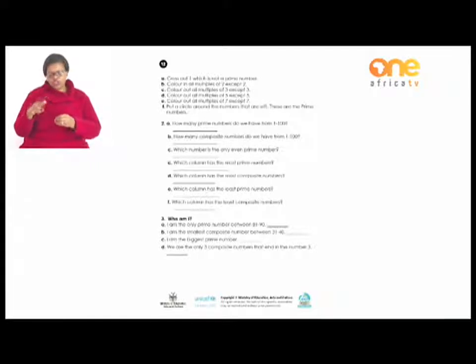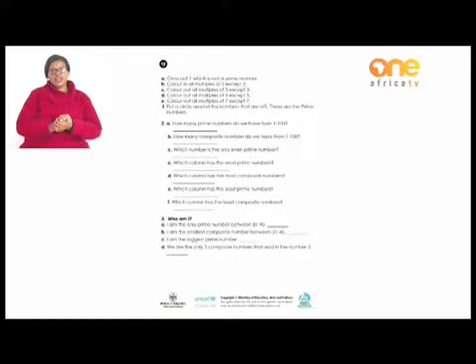And then C, color in all the multiples of 3 except 3. And then D, it also says color in all the multiples of 5 except 5. And then E, color in all the multiples of 7 except 7.